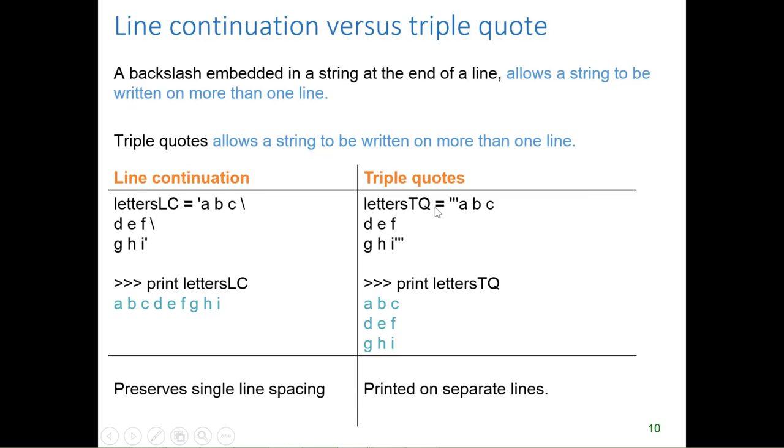Here we have the example A, B, C, D, E, F, G, H, I in both of these, and here it prints it all on one line with a space after the C because we put the space there, and a space after the F because we put the space there. And here we have A, B, C, D, E, F, G, H, I, each on their own individual line, because that's exactly how we wrote it when we wrote these triple quote string here.